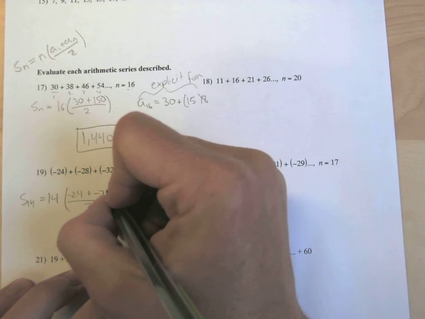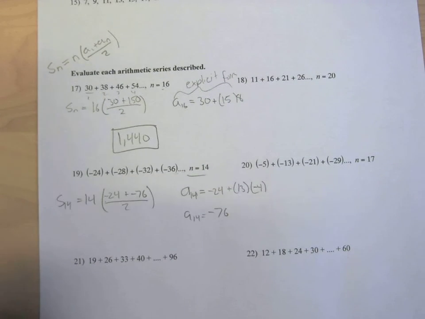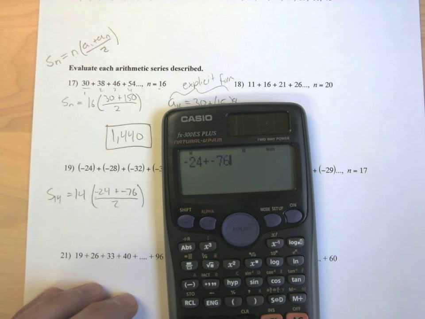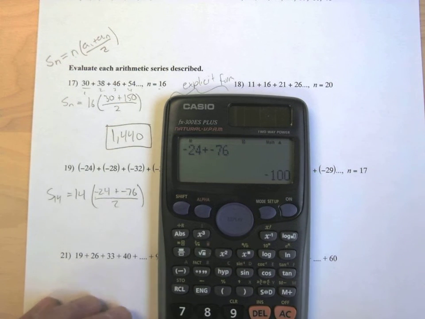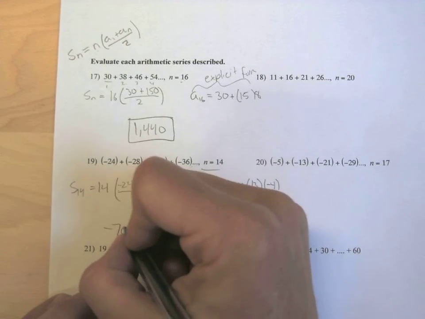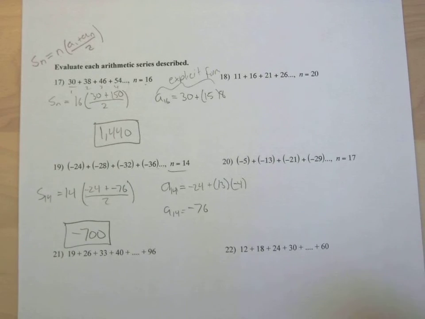Okay, that goes right here. So now we have our last term. We can put it all together. Negative 24 plus negative 76, negative 100, divided by 2, negative 50, times 14. So our sum is negative 700. Okay? So that's how you use the formula.